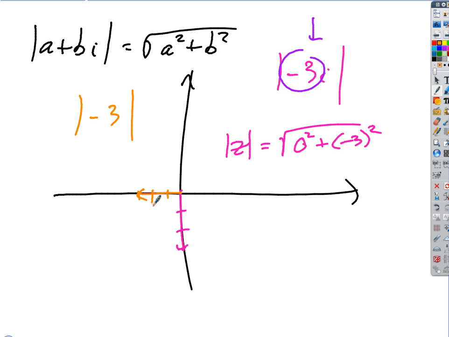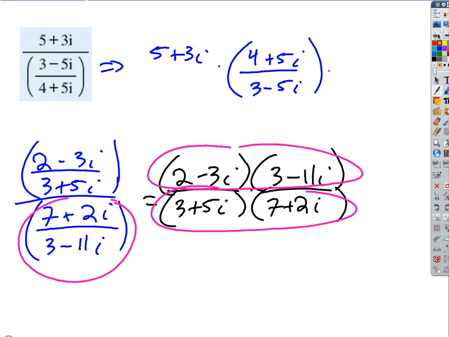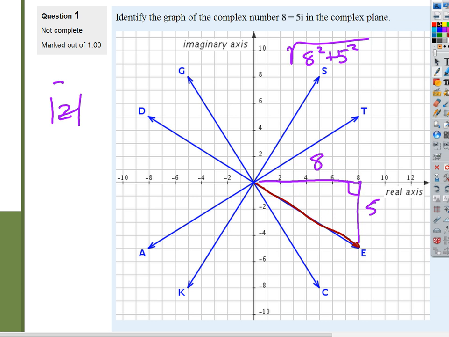Wait, will you go back to the other one, like with the cross star thing? Was it this one right there? Yeah. So what's the answer? So your answer would be, if they were asking for the modulus, the square root of 89. Wait, will you scroll down, please? Sure.